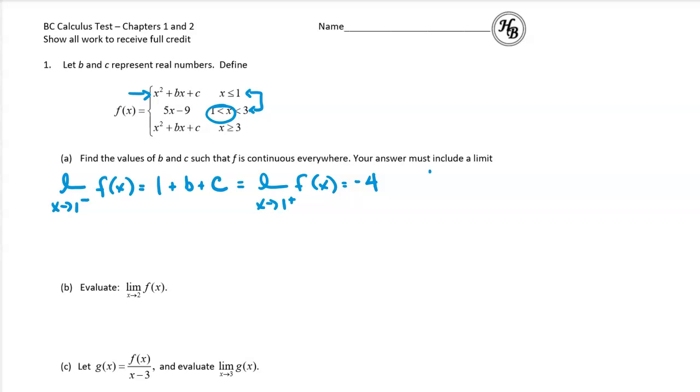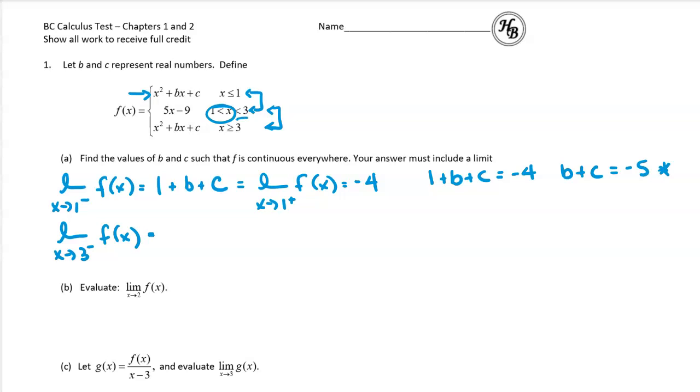So that gives me my first equation in a system. 1 plus b plus c equals negative 4. So I'm going to bank b plus c equals negative 5. And let's go get the other equation that's going to come from putting the line and the parabola together at x equals 3. So we're going to take a limit as x approaches 3 from the left of f of x. And when I plug in 3 from the left, that would be less than 3.